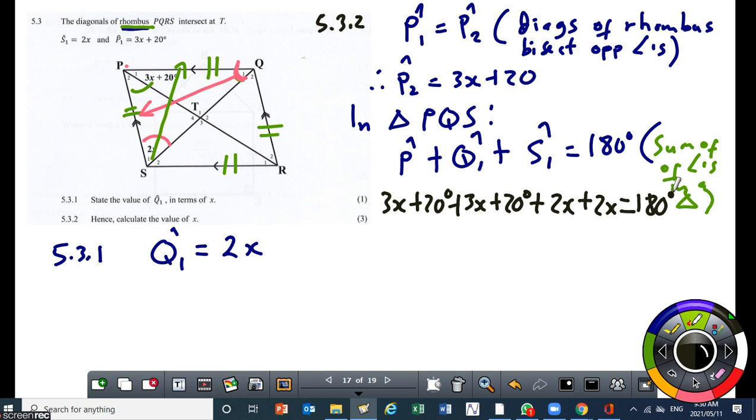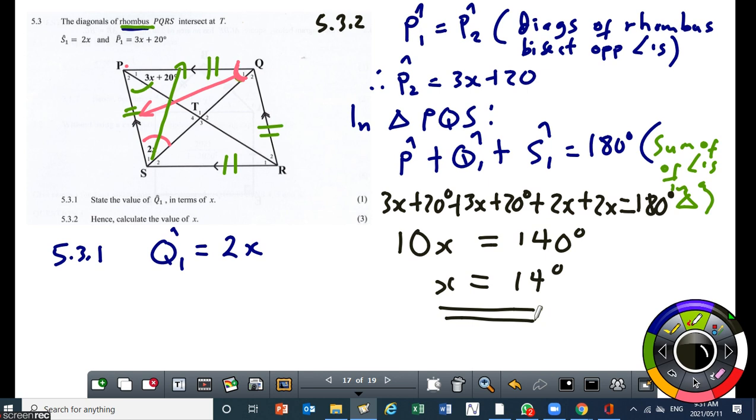So, 3x plus 3x plus 2x plus 2x will give me 10x. 20 plus 20, that's 40. Then I'll take the 40 to the right. I'll end up having 180 minus 40, and that will give me 140. So my x is going to be 14 degrees.